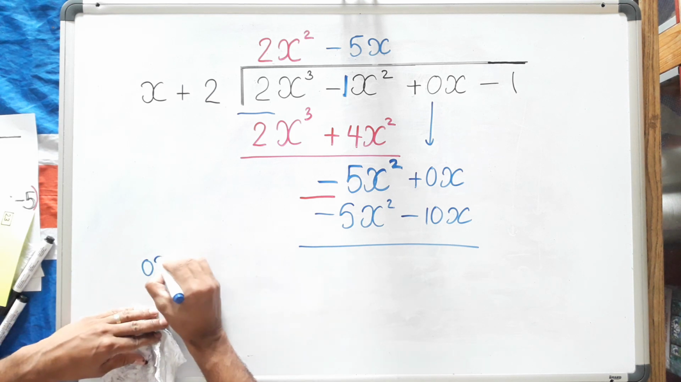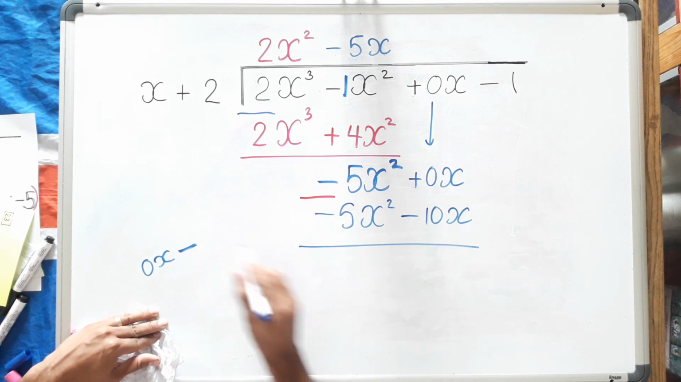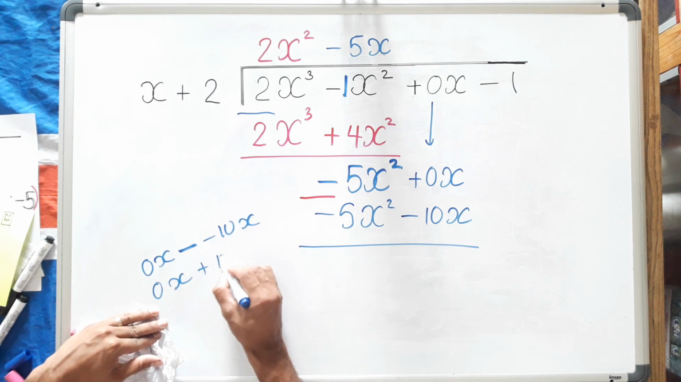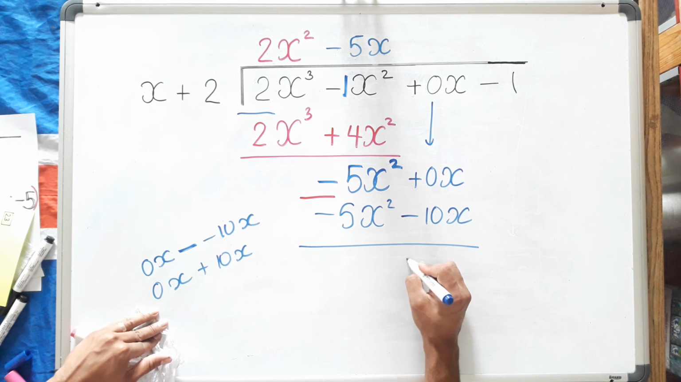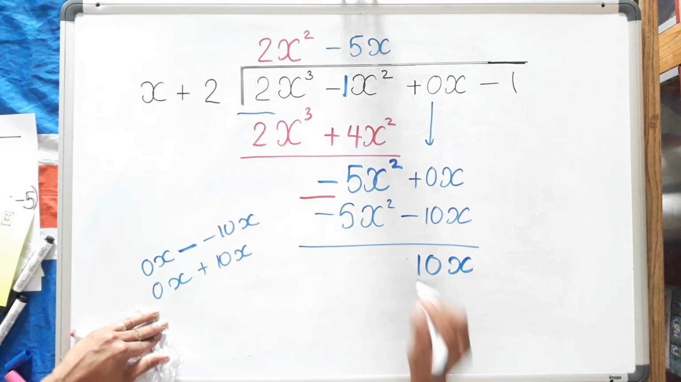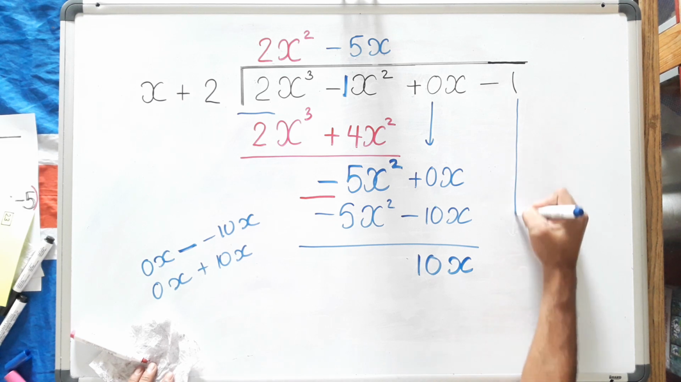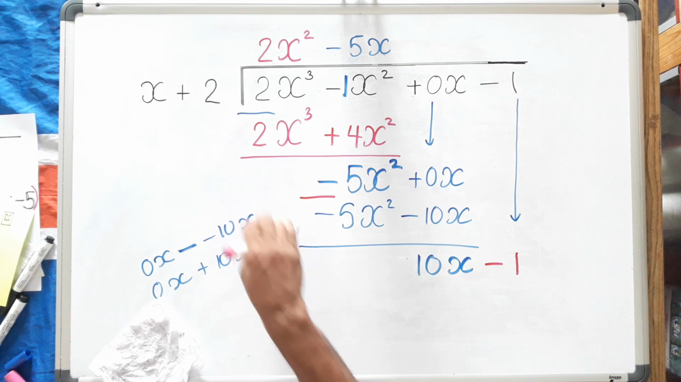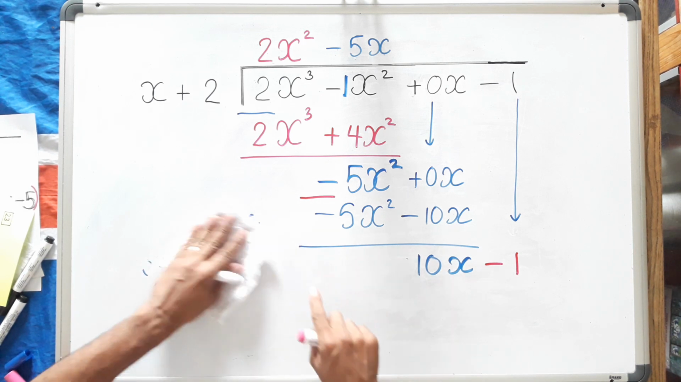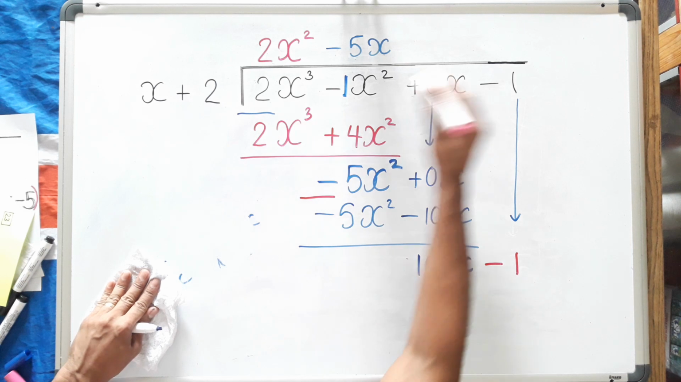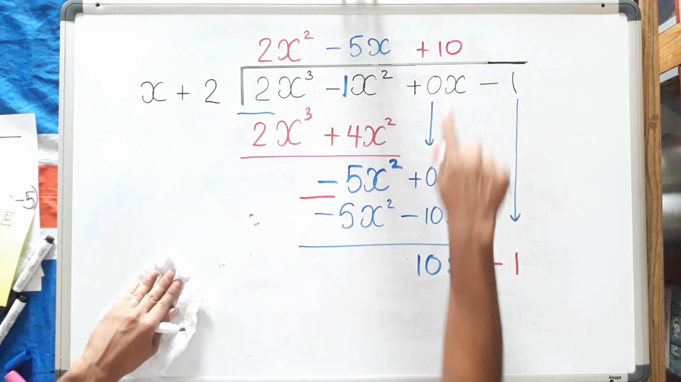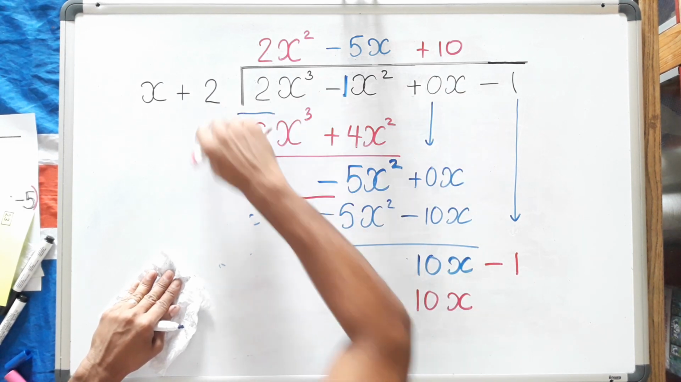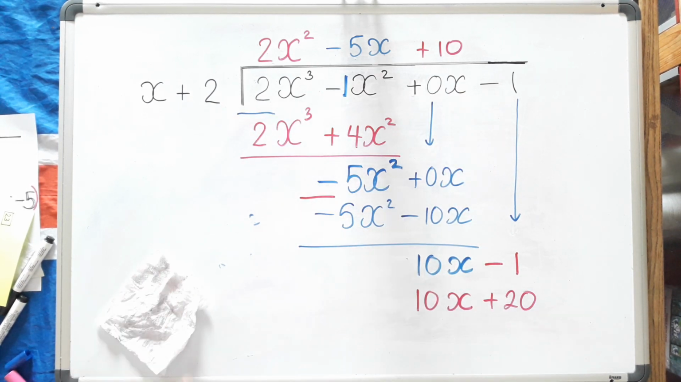We have 0x minus minus 10x. Two negatives happen to touch, you get a positive. So we get positive 10x. I'm not going to bother to write the positive. Who drops down to join the party? Minus 1. So 10x divided by x is just 10. We're going to take the 10 and multiply it by the x, so we get 10x, and 10 by 2 is 20.